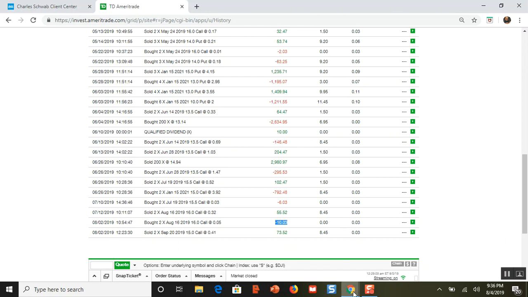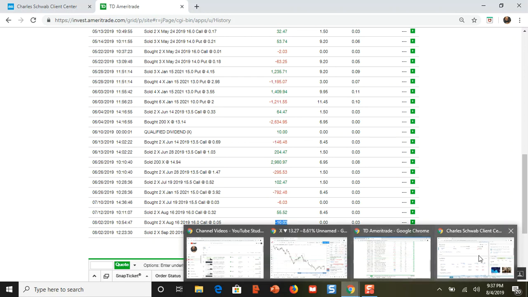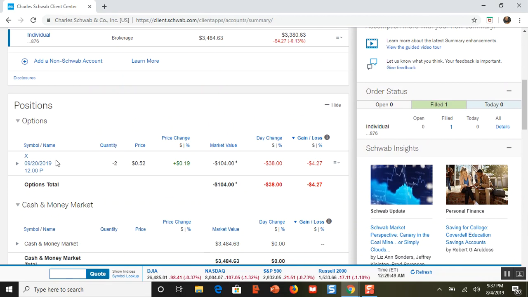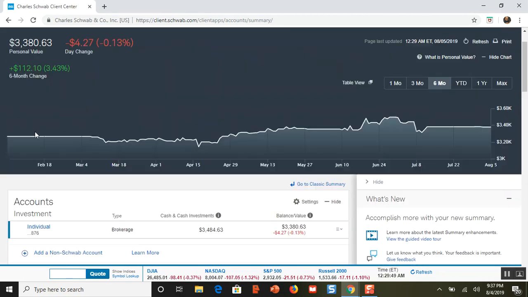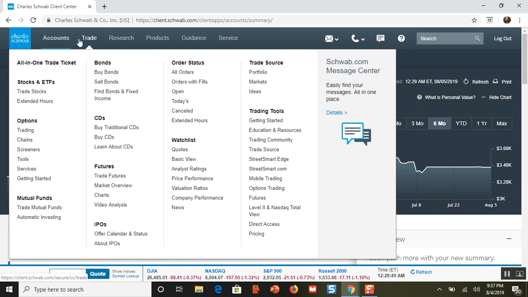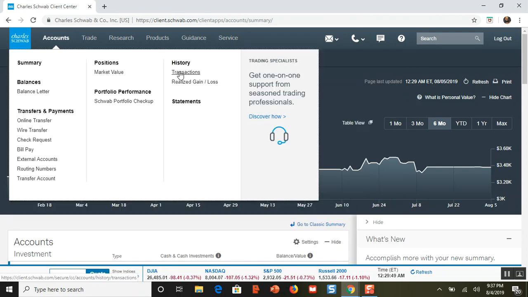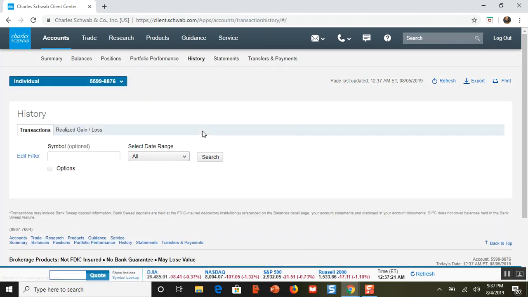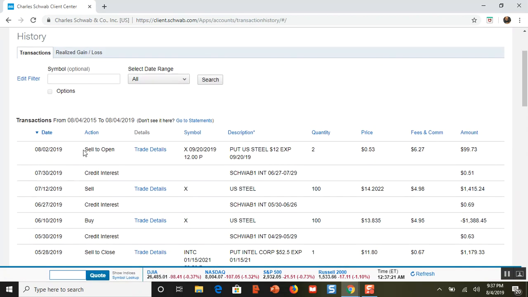And then the other thing I did in my Schwab account. This here is my Schwab account, and I also did this on Friday. And let me go to my transactions here so that I can show you what I did. I sold to open 2 put options on steel right here.